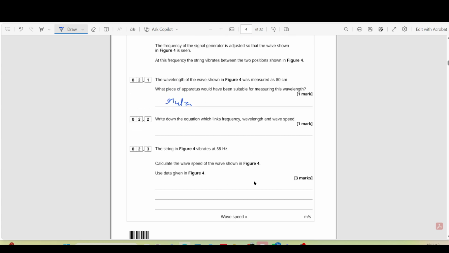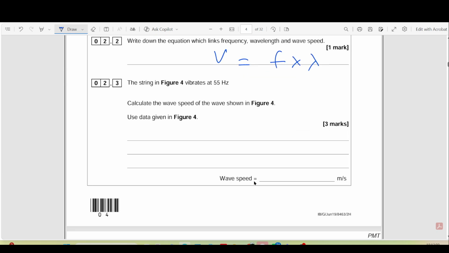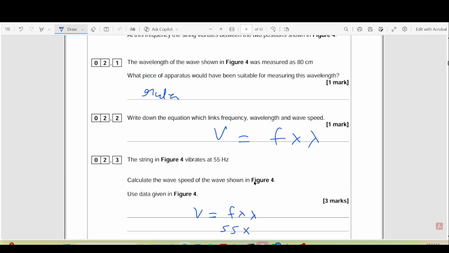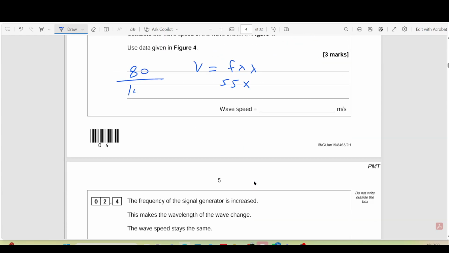Write down the link which links frequency, wavelength, and wave speed. V equals F times wavelength. Calculate the wave speed. Wave speed equals frequency times wavelength. The wavelength is 80 centimeters, but you need to convert it into meters. So 80 centimeters is 0.8 meters.